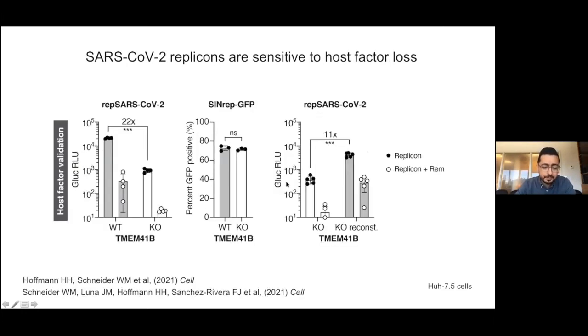The replicon was also useful for deciphering host factor requirements, with a special emphasis on intracellular host factors. Our lab recently identified TMEM41B as a coronavirus host factor, and we observed severely attenuated replicon launch in TMEM41B knockout cells that could be further inhibited when we add remdesivir. By comparison, a Sindbis virus replicon was not affected in these knockout cells. If we use knockout cells reconstituted with TMEM41B, we can rescue replicon activity by around a log. So overall, this provides us a useful tool for host factor validation and for screening.